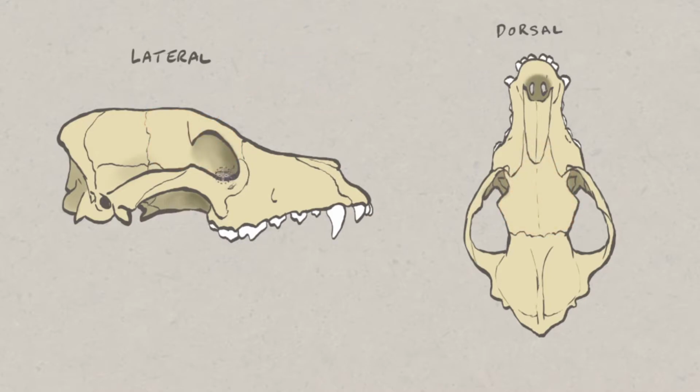The lacrimal bone is located on the medial aspect of the orbit. Its name refers to tear production, and indeed this is the area through which tears drain from the eye into the nose through the lacrimal duct.